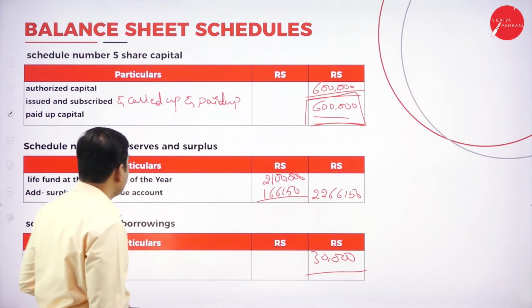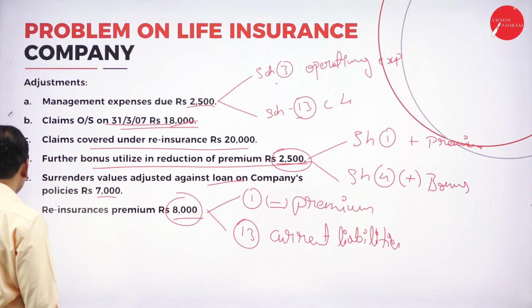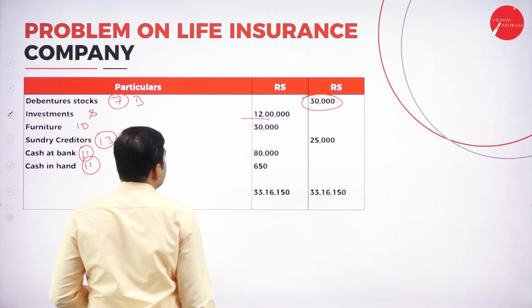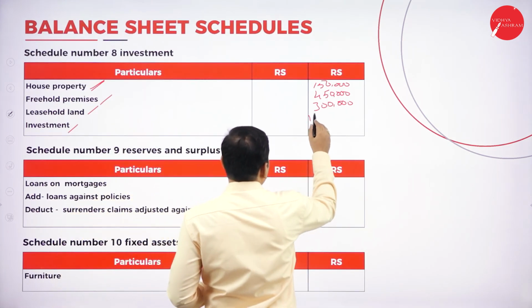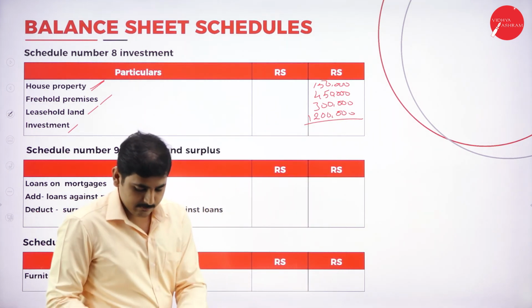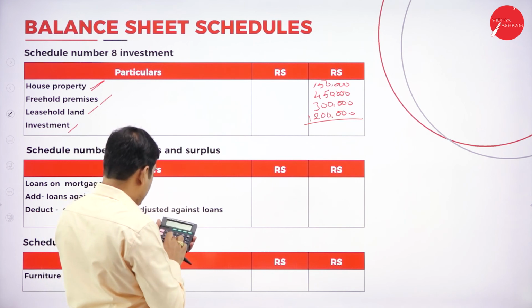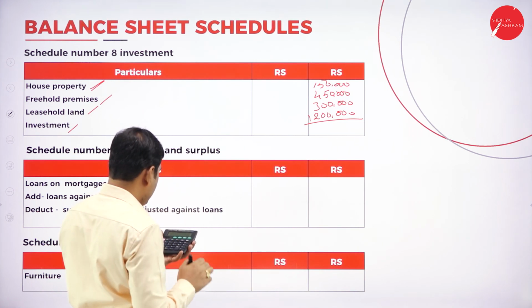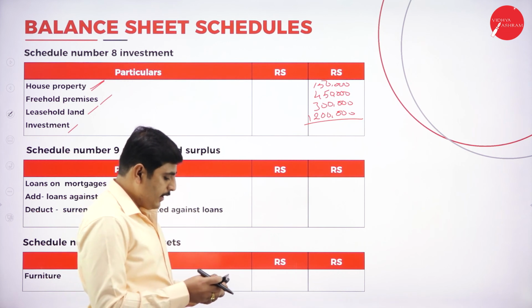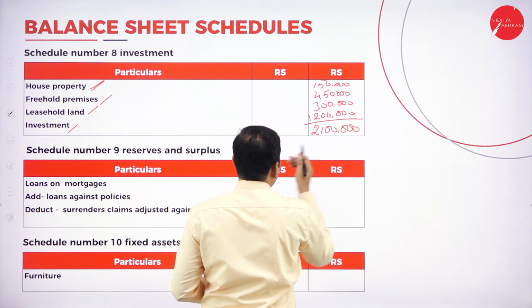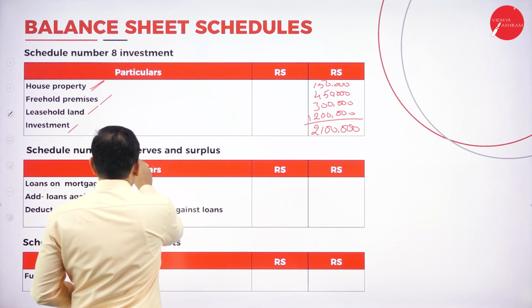Again, investment. What is our investment here? Look at the investment. It is 12 lakh. So investment 12 lakh. So add all the amounts. So 1,50,000 plus 4,50,000 plus 3 lakh plus 12 lakh. So we'll get 21 lakh.